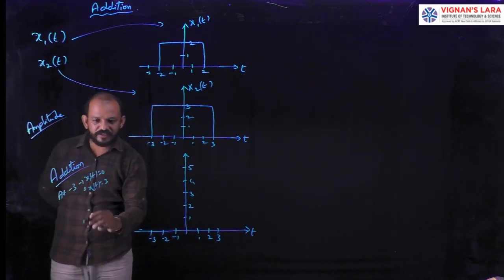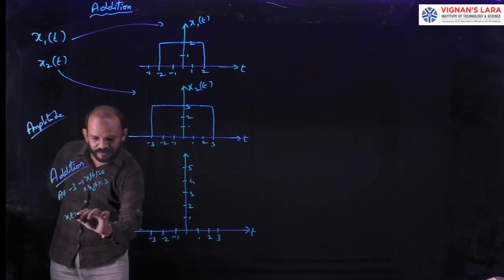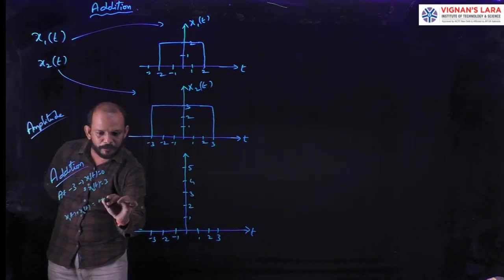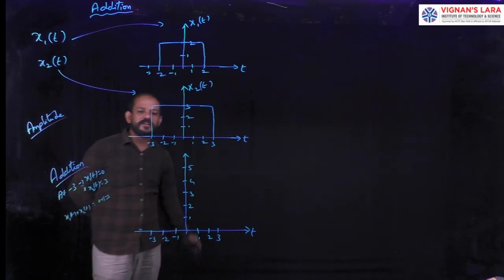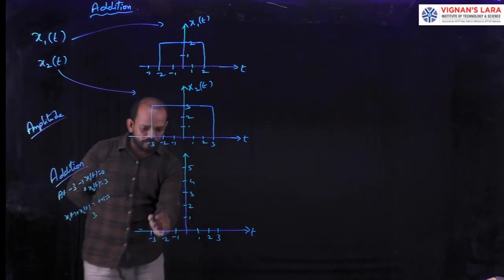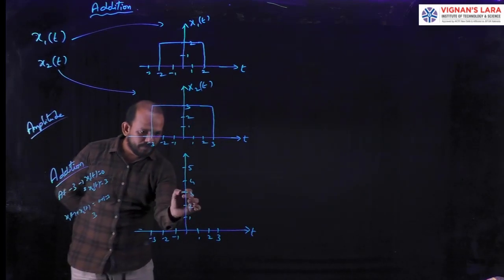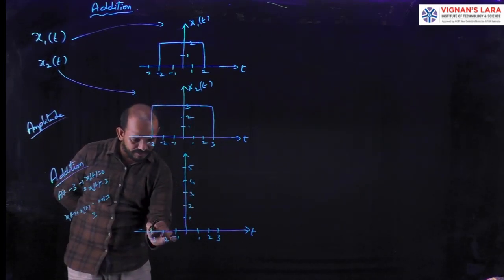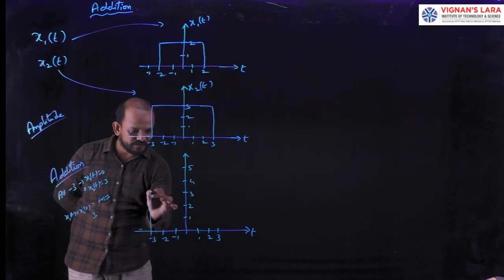So at -3, I need x1 of t plus x2 of t. 0 plus 3, that is 3. So that will be equal to 3. So at -3, the value of this one is 3. Clear?